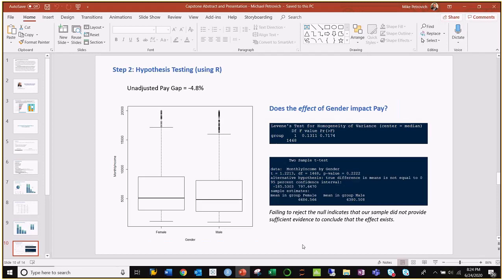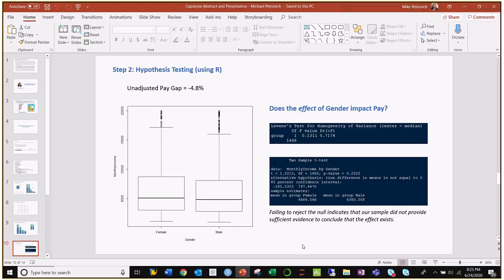Okay, so thinking back at our unadjusted pay gap of negative 4.8%, meaning that males earn about 5% less than females, according to this data set. What we notice here from a box plot standpoint is that there are a lot more male outliers in monthly income at probably the top job levels. We noticed that earlier in our representation, but we do have a slightly broader range in the female box plot with regards to that monthly income.